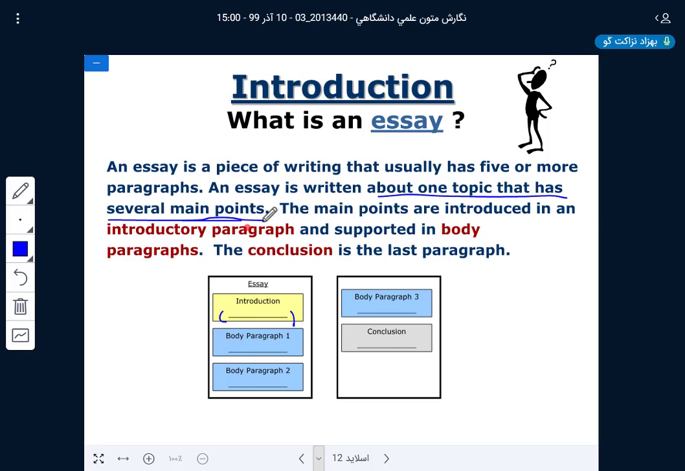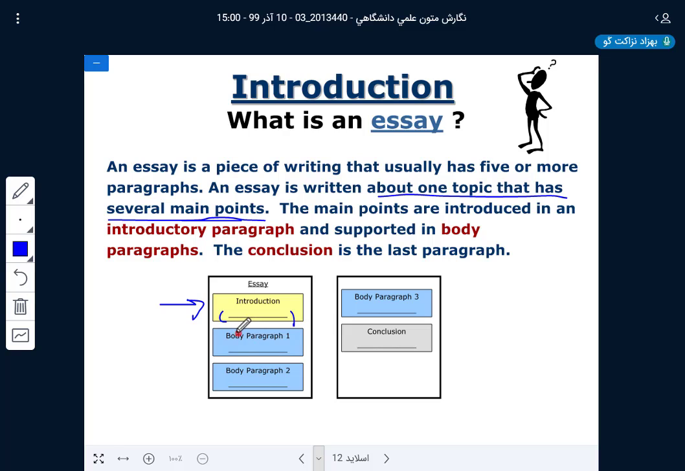Sometimes we have these several points written explicitly there. Sometimes we don't have it, but it's better to write it. Then the main points are introduced in an introductory paragraph. So this is an introduction paragraph, or introductory paragraph, and the points we had in the thesis statement should be verified in the body paragraphs.